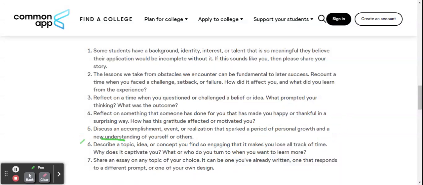Prompt number 6. So in this one, again, and please keep in mind, right, writers, that I go through each of these in more detail in other videos where I go through one at a time and give some ideas. But I really wanted to do one where I looked at all of them together and we really unpack these all at once. All right, question number 6. Describe a topic, idea, or concept you find so engaging that it makes you lose all track of time. Why does it captivate you?